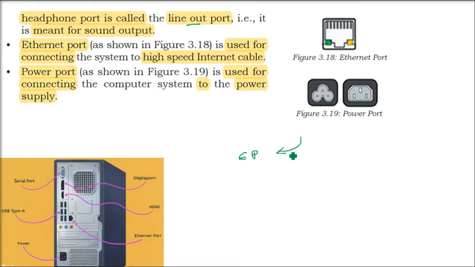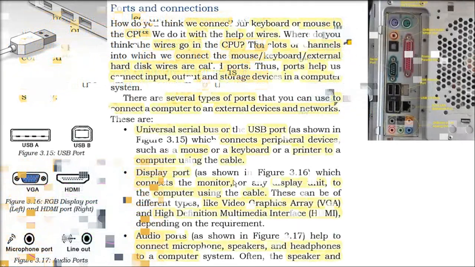Ethernet port: previously you might have had landline phones, and that is connected through an Ethernet port. For a landline phone there will be a jack, and that is the Ethernet port. Today this is used for a high-speed internet cable, right? The power port: everything has to have power to run. So this is for power supply.